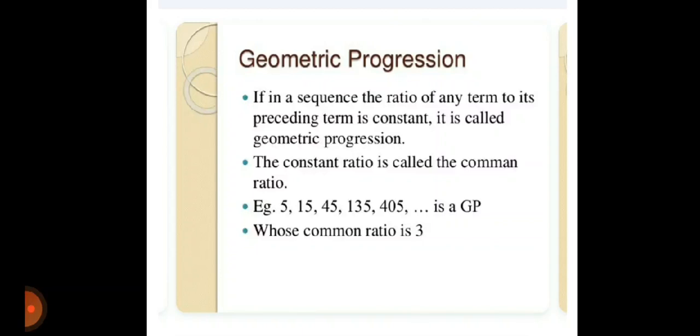For example, a series is given to you: 5, 15, 45, 135, 405. This is a GP because, suppose, second term upon first term, that means 15 upon 5, this is 3. Third term upon second term, 45 upon 15, that is 3. 135 upon 45, that is also 3. So this constant ratio is called common ratio.